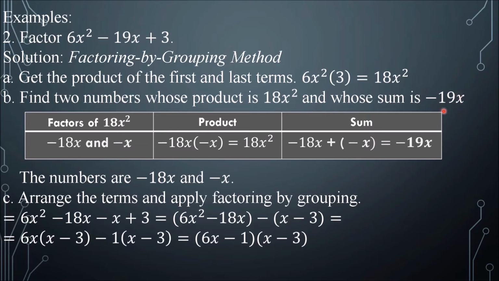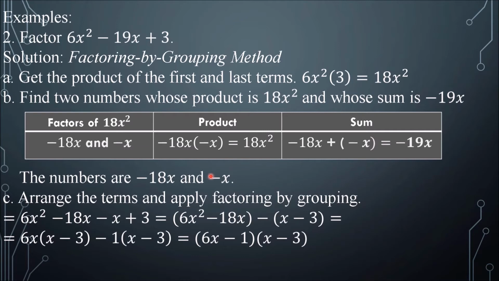Negative 19x came from the middle term of the original trinomial. Now, factors of 18x squared are negative 18x and negative x. Why negative? In order to have a sum that is also negative, which is negative 19x. Now, negative 18x times negative x is positive 18x squared. Therefore, the two numbers are negative 18x and negative x.